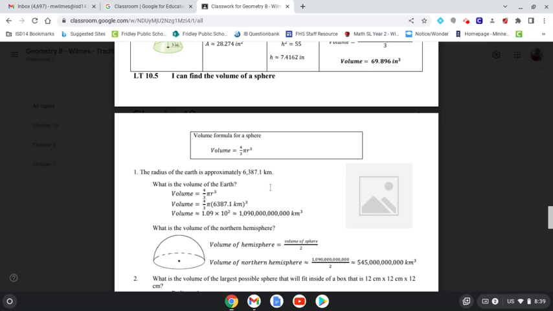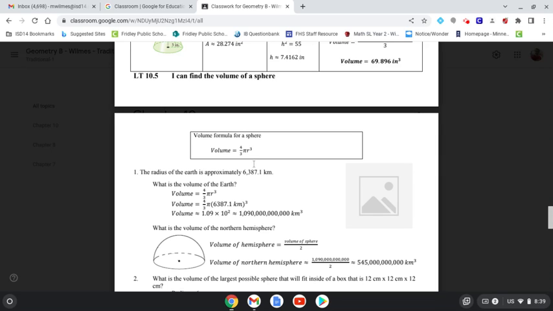So we'll try a problem here. The radius of the Earth is approximately 6,387.1 kilometers. So that's the distance from the center of the Earth all the way out to the edge. All the way across the Earth from edge to edge would be about double that, about 12,800.